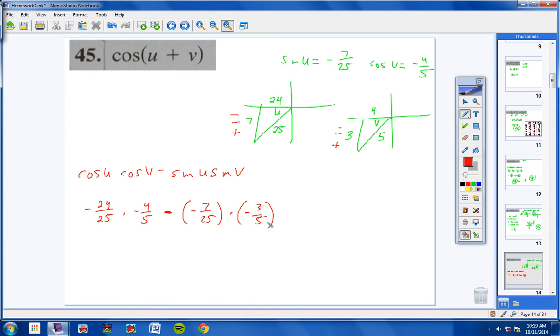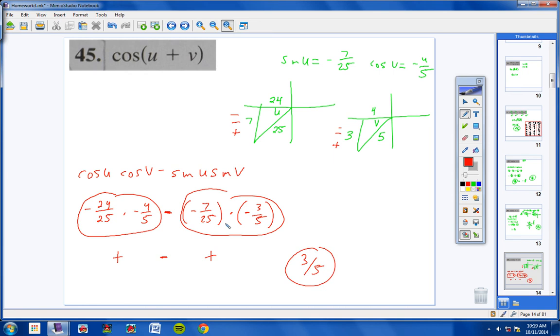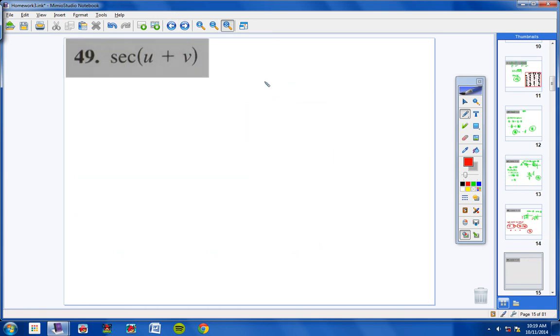So I'm not going to spend a lot of time doing this for you. This is all calculator work. If you multiply these two fractions, you get a positive. Multiply these two, you get a positive. And then using your calculator, if you subtract those, you should end up with 3/5. This is all calculator work. So, number 49, secant of u plus v.